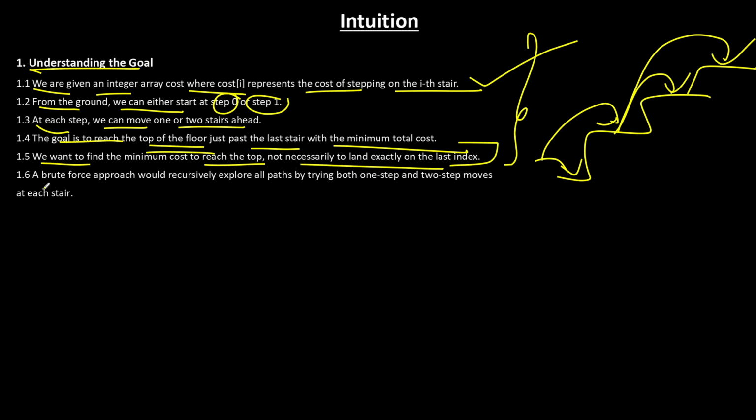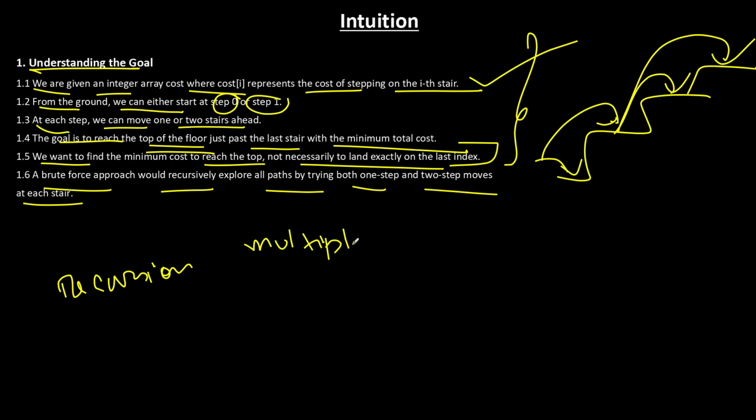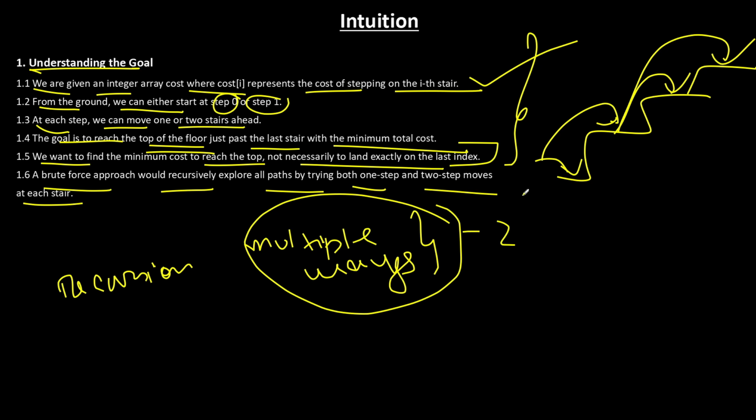Now, what is a brute force? A brute force approach would recursively explore all paths by trying both one step and two step moves at each step. Why recursion, if you ask me? Because here we have to find multiple ways to get our answer. Second, from multiple ways we have to find which is the minimum cost. This is another way of figuring out that since we have to explore all the possible results in this staircase question, we have to use recursion, otherwise it won't be possible for us.